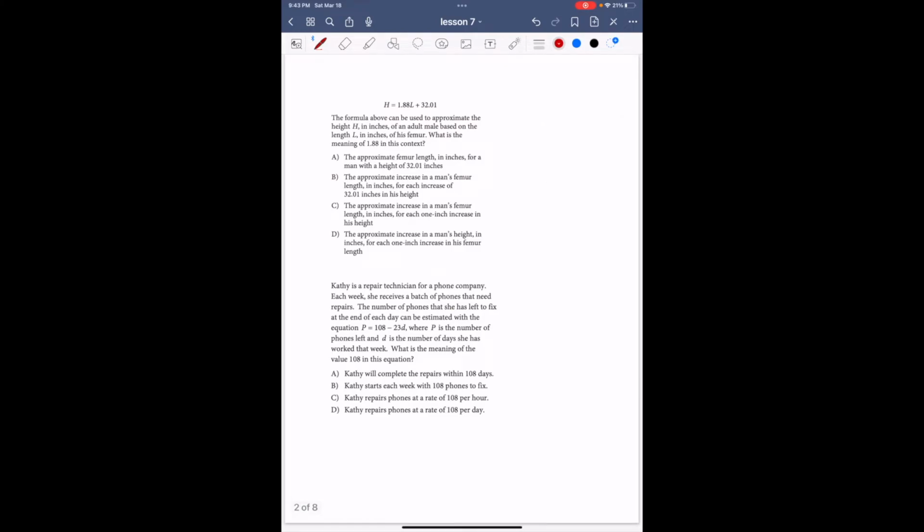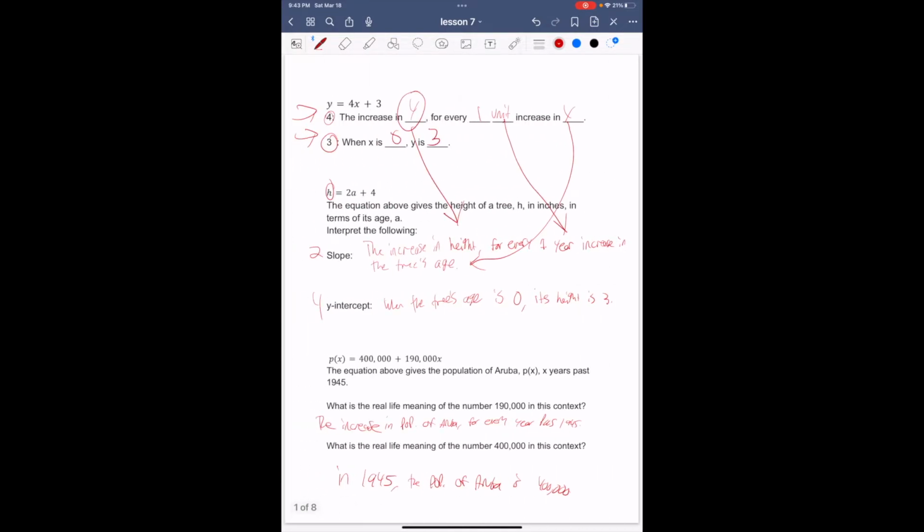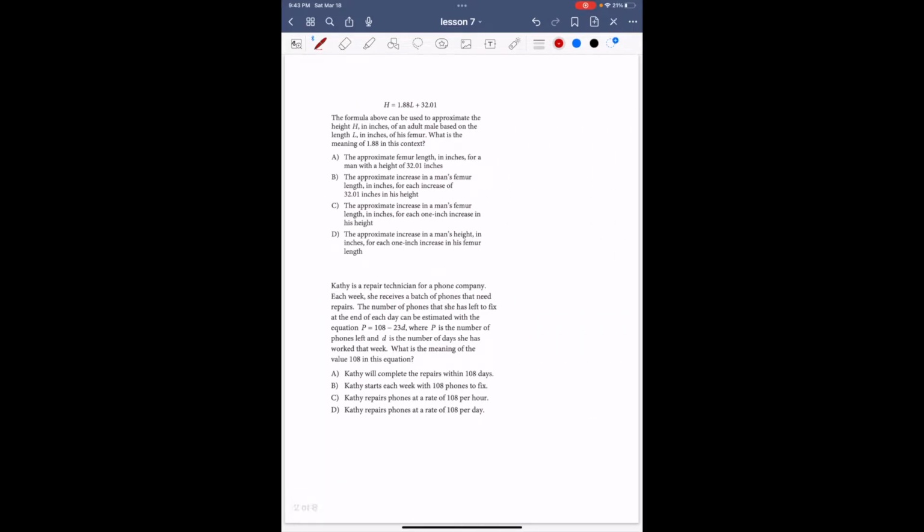Let's look at some real-life examples. The formula above can be used to approximate the height h in inches of an adult male based on the length L of his femur. What is the meaning of 1.88? Well, first we should identify if that's the slope or the y-intercept, and it's the slope. So it should go along the lines of this sentence here: the increase in y for every 1 unit increase in x. So it should be like the increase in height for every 1 unit increase, or 1 inch increase, in length. And that corresponds very nicely with D.